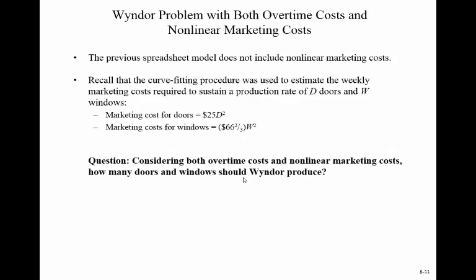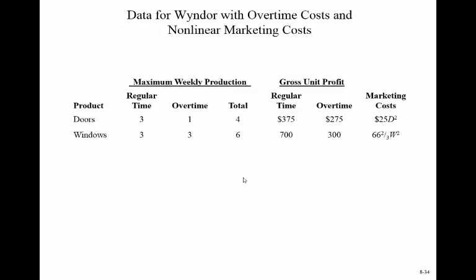So now let's go back to the Windor problem, but now we're going to incorporate the two non-proportionalities. One was overtime costs and the other was the marketing costs. Now, last video when we worked on the marketing costs, we literally put in those nonlinear functions, and those were reflected ultimately in the profit totals. But now we've got both types. We've got overtime and we've got marketing. So here's again some of the data for it. We saw this from the last example we covered, which was that we've got these maximum weekly productions, which we can do some on regular time, some on overtime.